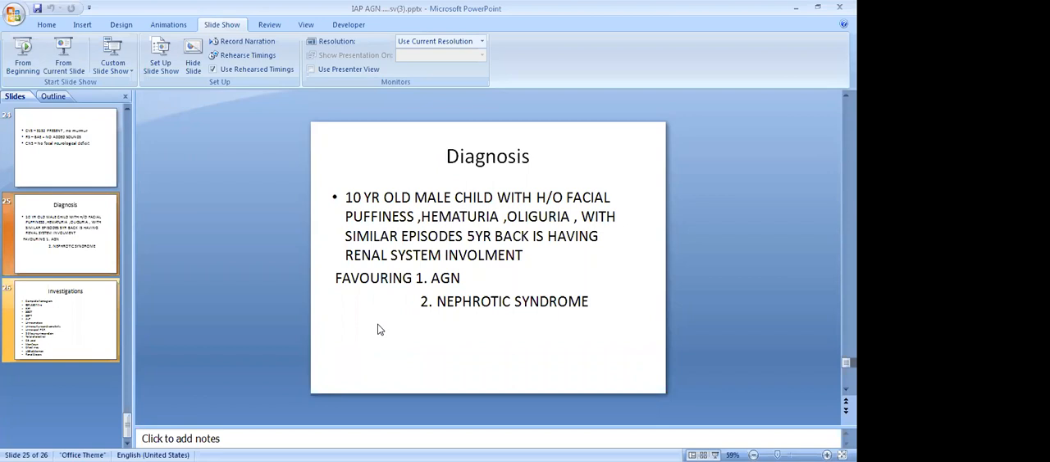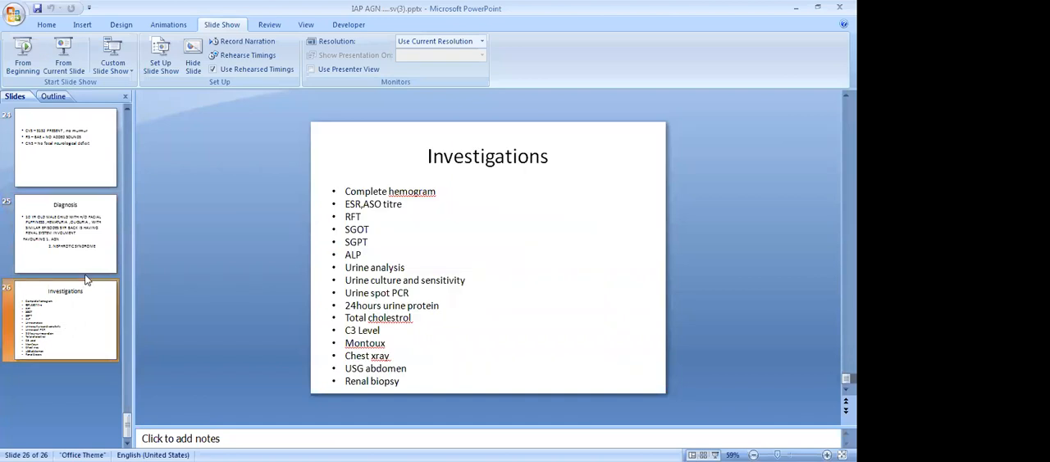So don't use the word nephrotic syndrome here. If you say nephrotic syndrome straight away, then you expect all these questions. Then you are digging your own grave, you are putting yourself in a trap. So define nephrotic syndrome.